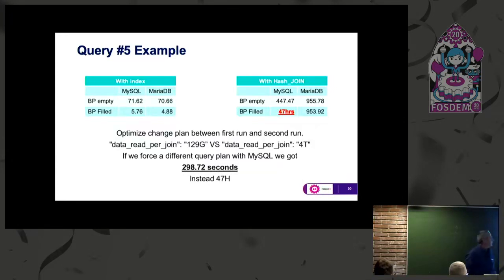With hash join, we have that the first run is great. I can't believe that. The first run for buffer pool empty in MySQL takes 447 seconds, and MariaDB 955 seconds. So MySQL is much better. But the second run in MySQL takes, Eric, how many hours? Yeah, it's 47 hours. It takes 47 hours.